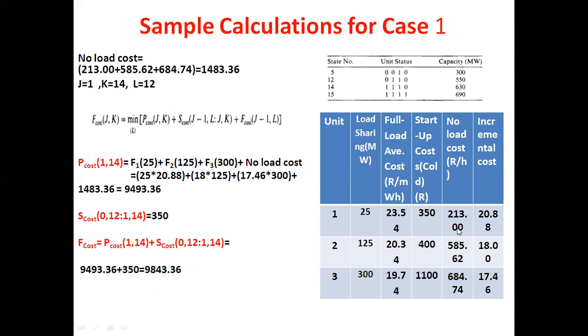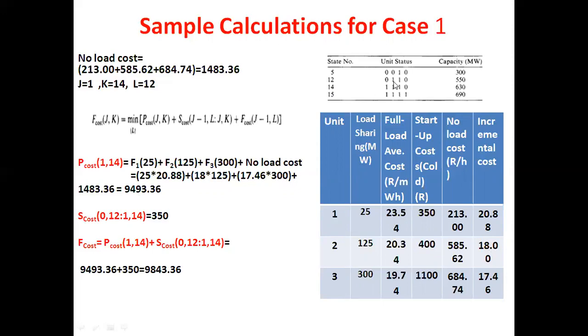These three values will give the no load cost. This one, 1483.36. So the production cost will be the same calculation, that is 25 into 20.88 plus 125 into 18.00 plus 300 into 17.46 plus the no load cost, that is 1483.36. So the total cost will be 9493.36, and the startup cost, that is from the initial state 12 to 14 only.